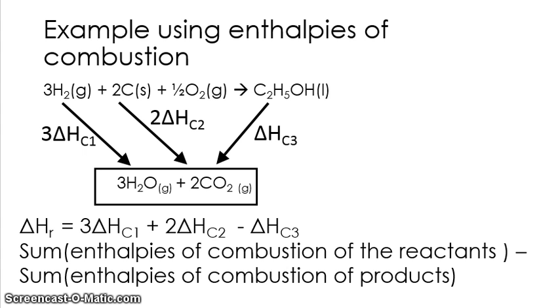However, when we are going to go from the products of combustion up to the product, you're then going against the arrow, so that one needs to be taken away. So we can also write this as the sum of the enthalpies of combustion of the reactants take away the sum of the enthalpies of combustion of the products, because the enthalpies of combustion of the products are always going to be going against the arrow, and for the reactants it's always going to be going with the arrow.